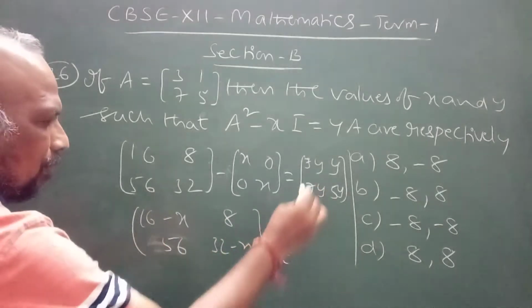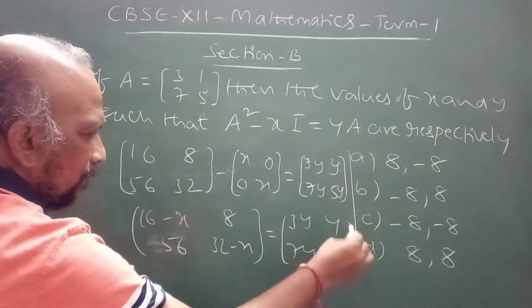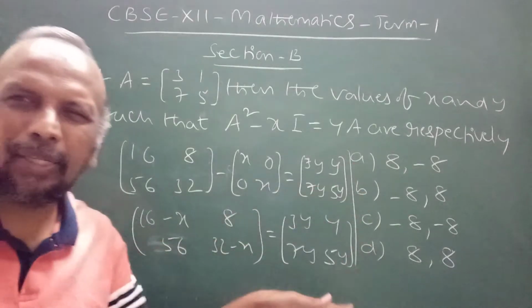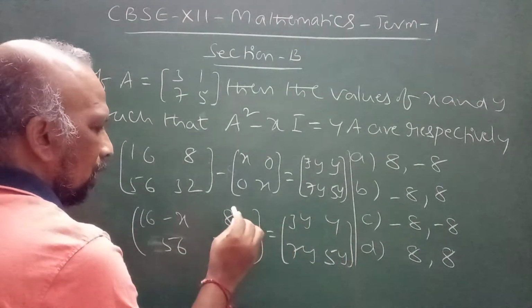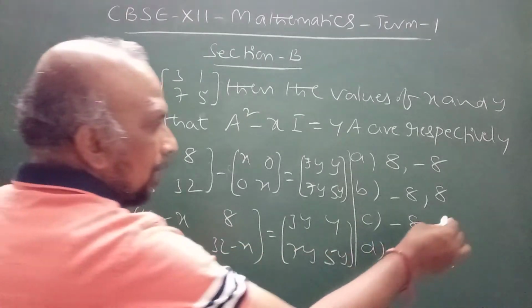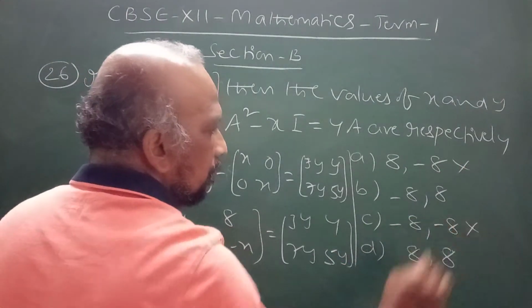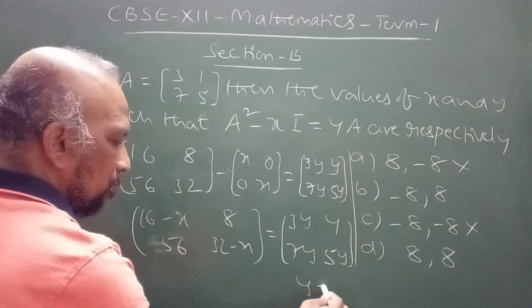I should compare with this: 3y, 7y, 5y. No need to read this same thing again. You can compare directly. y is equal to 8. Since y is equal to 8, I can eliminate these two options. It's either B or D. Clear, we know that y is equal to 8.